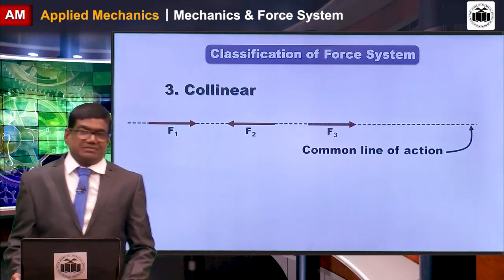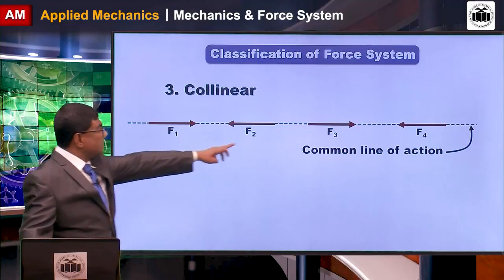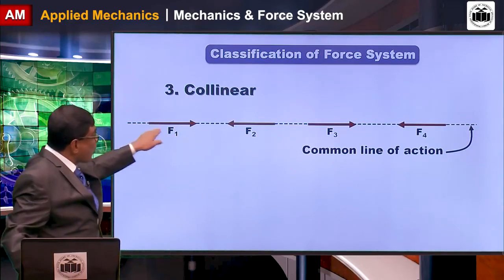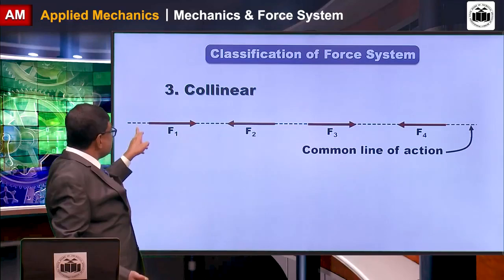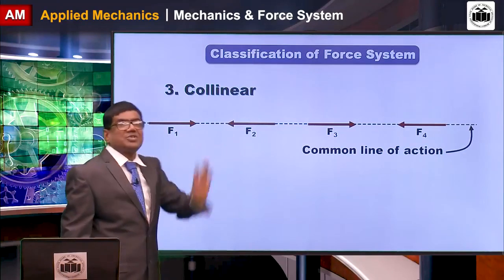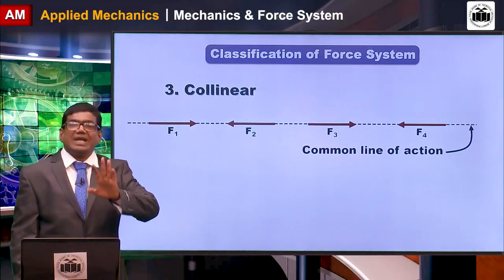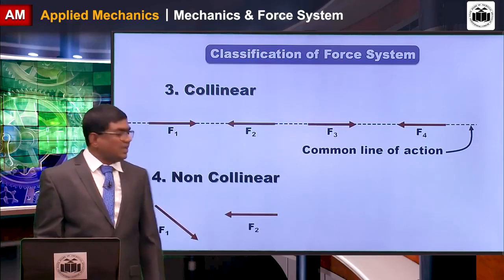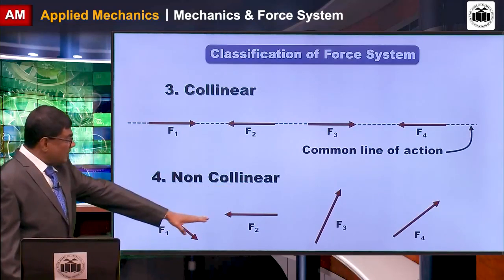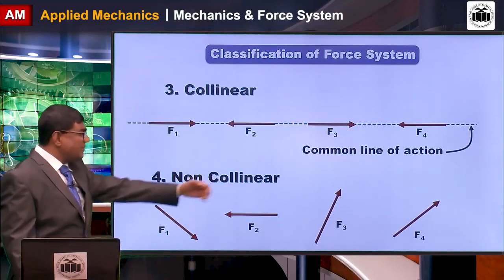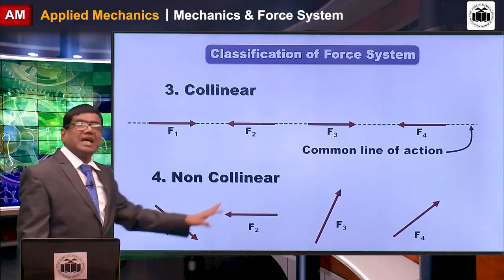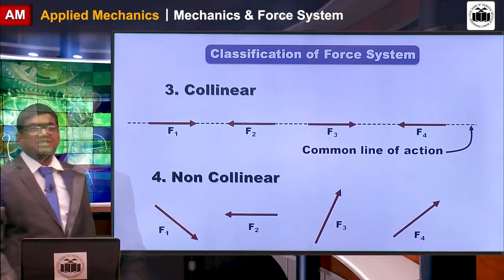Third is collinear. In the collinear force system, the forces lie on a common line of action. This dotted line is nothing but the common line of action, and on this line of action these four forces are acting. So these are known as collinear forces. After this, the non-collinear force system: the four forces have different lines of action and different points. They are not acting on a common line, so they are non-collinear forces.